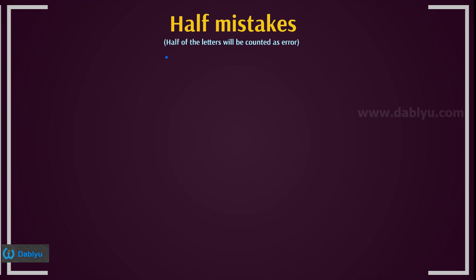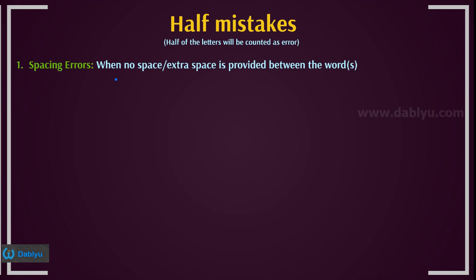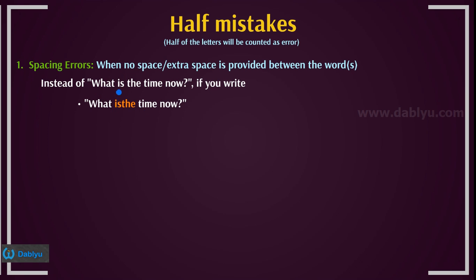Let's look at what conditions bring us to half mistakes. First, spacing error. When there is no space or an extra space is provided between the words, it is considered a half mistake. Suppose instead of "what is the time now", you write "what isthe time now". In between "is" and "the", you did not put a space. So this is a half mistake where no space is provided. Here the error will be half of 5 letters. So half of 5 letters is 2.5.